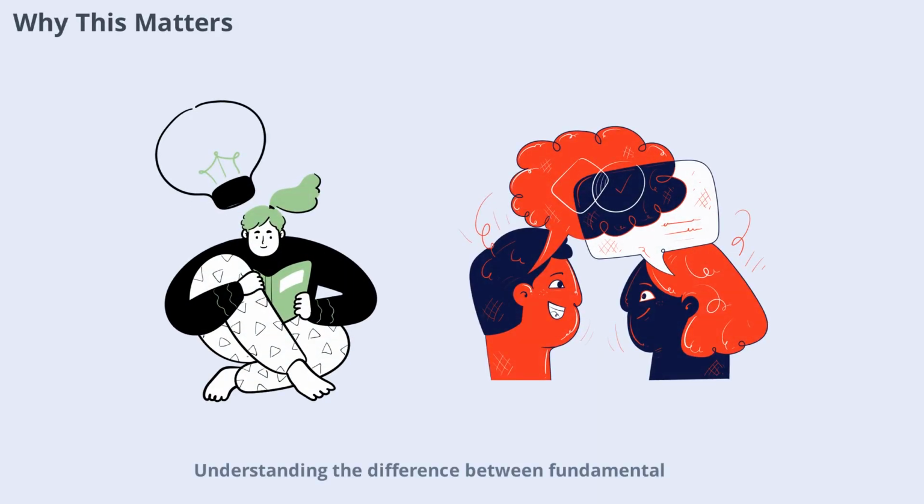Understanding the difference between fundamental and derived quantities is crucial. It's like knowing your alphabet before you can form words and sentences. Fundamental quantities are the building blocks, while derived quantities are the complex ideas you create from them. This knowledge is the foundation of all scientific measurement and discovery.